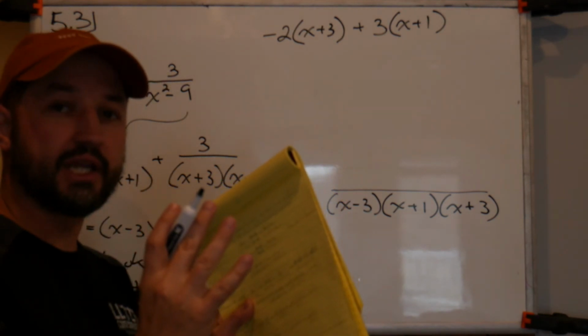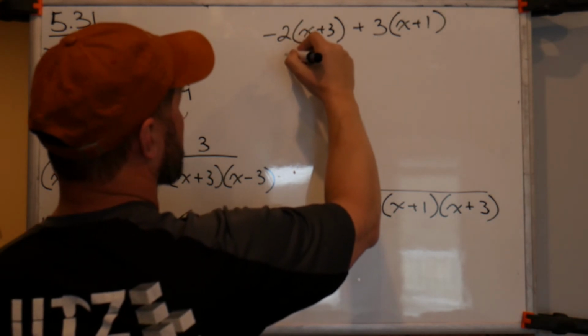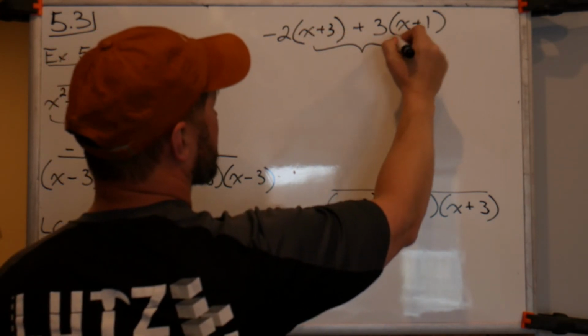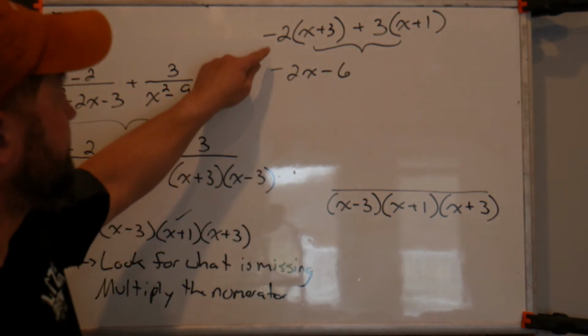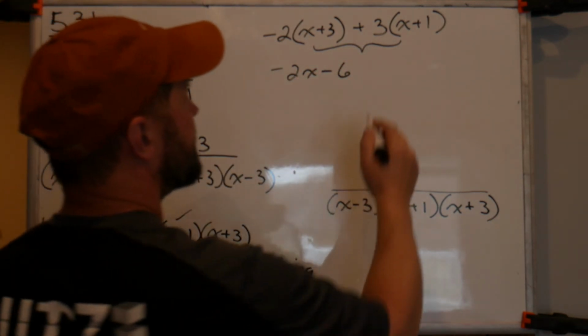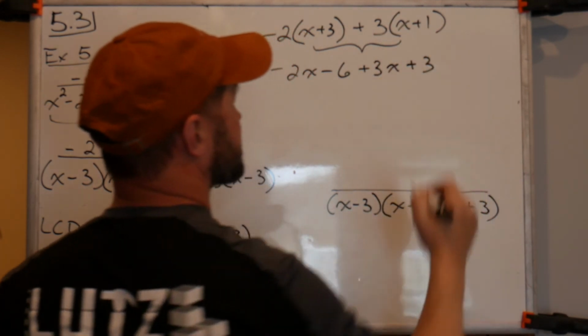Now I have to carry out the work, I have to distribute, I have to collect like terms, I have to get everything together, then I look for any similarities. So I just do this work. I'm going to do a whirligig here. I have a negative 2x minus 6. I just distributed my negative 2.